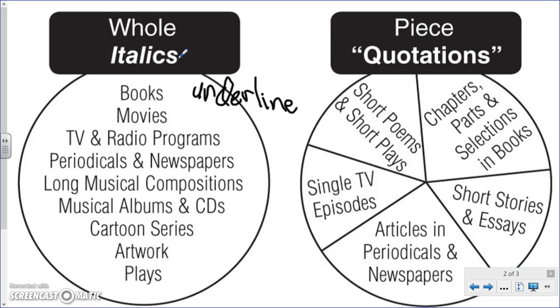Remember, italicized is when you're typing, underlining is when you're handwriting. So for the purposes of this exercise, when you see it on the next page, since you're handwriting it, you're actually going to be underlining. Now, over here on the pieces aspect, this is all things that are in quotation marks. These are pieces of the whole or part of the whole.